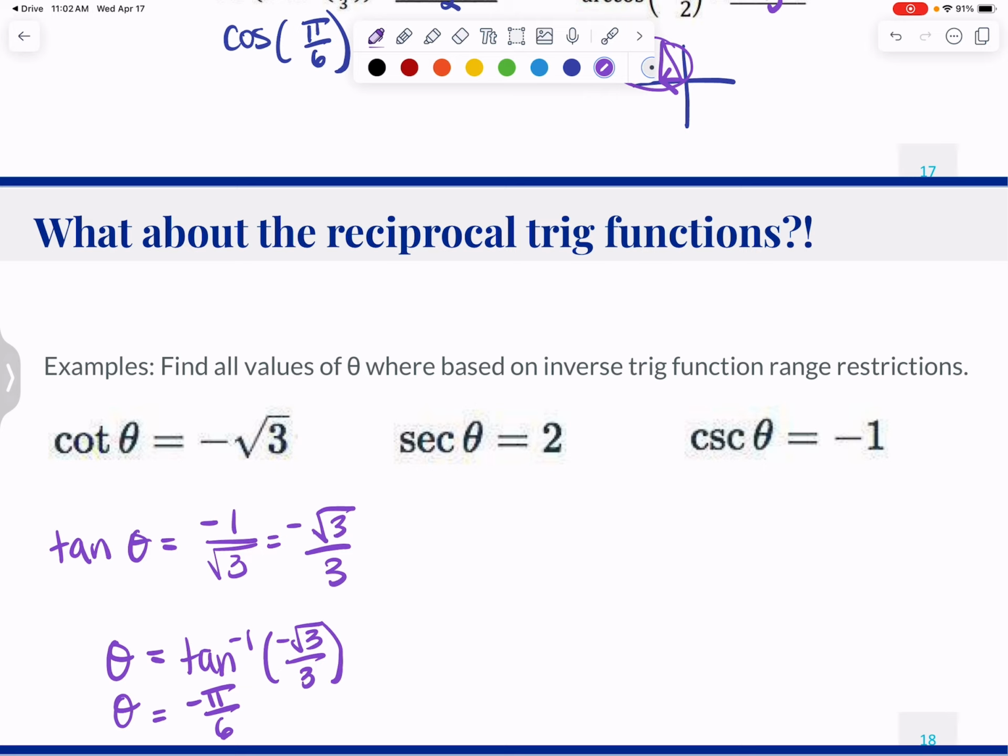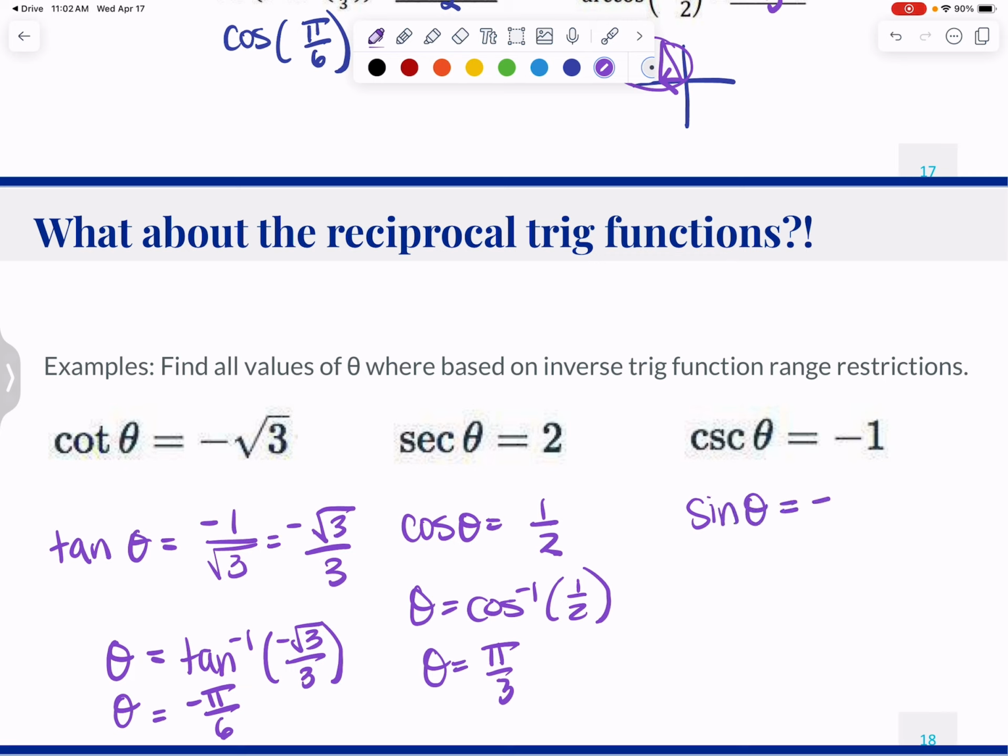Repeating the process, maybe take a second and pause and see if you can repeat the process with secant and cosecant. All right, so let's see. Secant is the reciprocal of cosine, so we want to know when cosine is 1/2. Well, theta equals the inverse cosine of 1/2, which is going to happen in quadrant 1, and that's at pi over 3. Know your unit circle. Cosecant is the reciprocal of sine, and -1 is the reciprocal of itself. So we want to know when sine is -1, the inverse sine of -1.